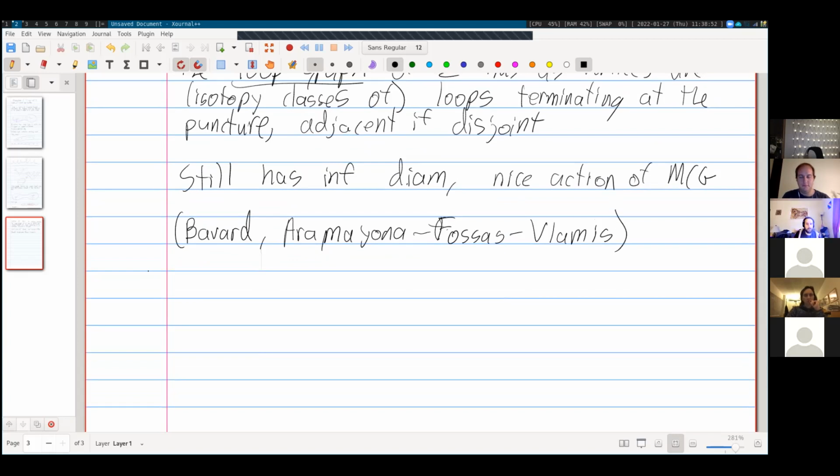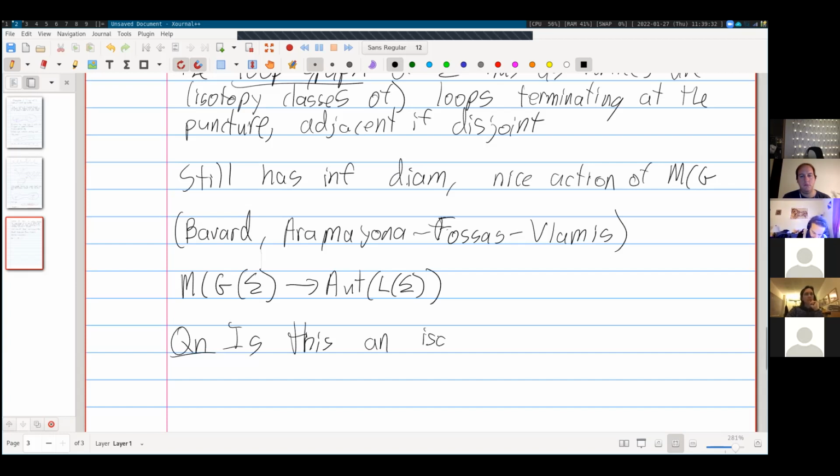Right, if we have an action of the mapping class group, that means we have a homomorphism from the mapping class group of sigma to the automorphism group of the loop graph, which I'll write as L. And the natural question to ask is, is this an isomorphism?